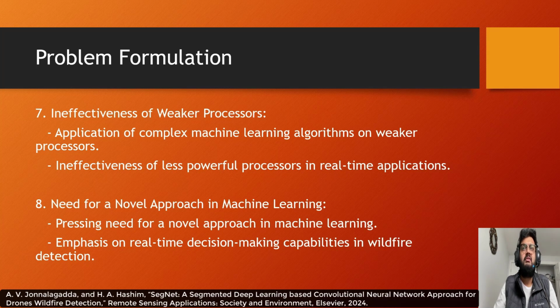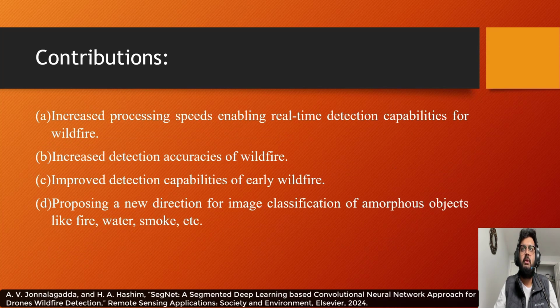In this paper, we address the problem of time resolution for UAV drone imagery, along with the limited dataset available on wildfires around the world, using a segmented selection approach reducing the total feature map. This paper contributes the following to robotic wildfire surveillance systems: increased processing speeds, enabling real-time detection capabilities for wildfire, increased detection accuracies for wildfire, improved detection capabilities of early wildfire, and proposing a new direction for image classification of amorphous objects like fire, water, smoke, and etc.